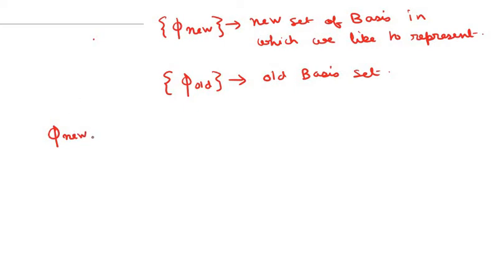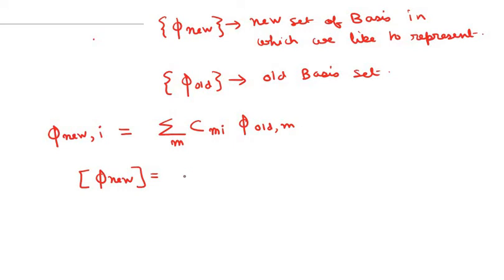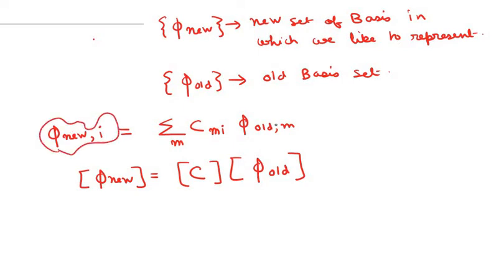So phi new is basically a set, and we take the ith component of this basis set. This is equal to summation over m of c_mi phi old m. So we can represent this new basis set in terms of the old basis set with the help of this matrix C. Phi new and phi old would normally be functions of the real space coordinate R, although it's not necessary, this is the general case. So I'll write R here.